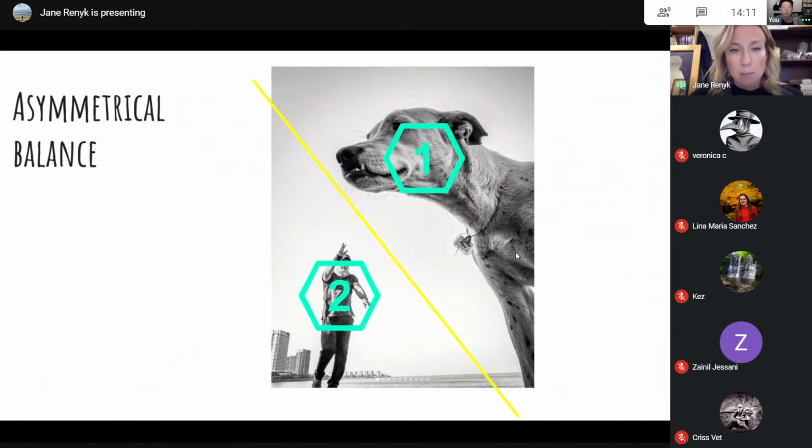This is a great shot by an Instagram profile I adore. It's called Street Photographers International. Just a bunch of amateur photographers.